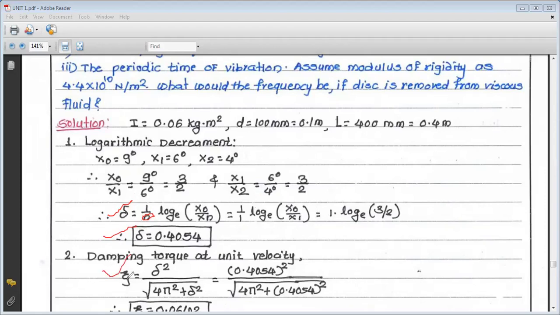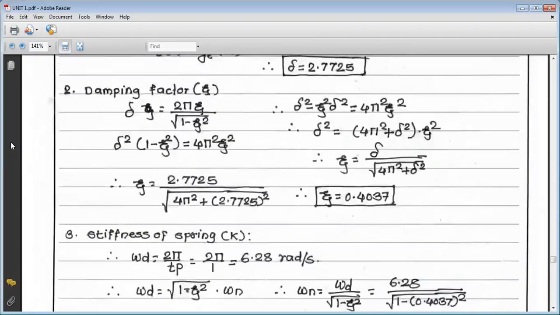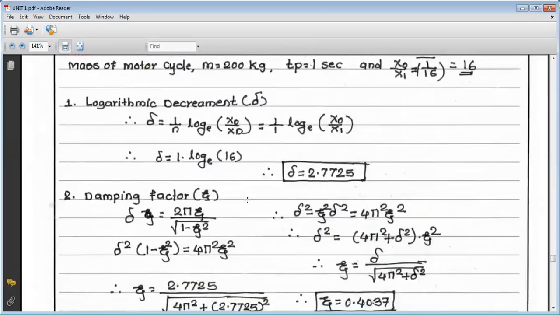Now if we get the value of delta, from that we can find out the value of zeta. Now what is zeta? Zeta is equal to delta upon square root of 4 pi square plus delta square.